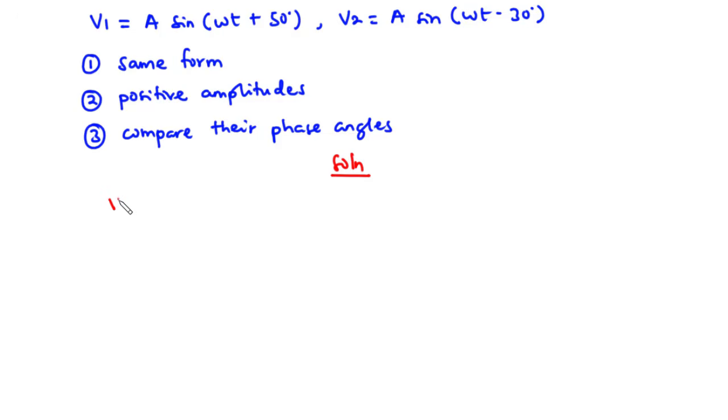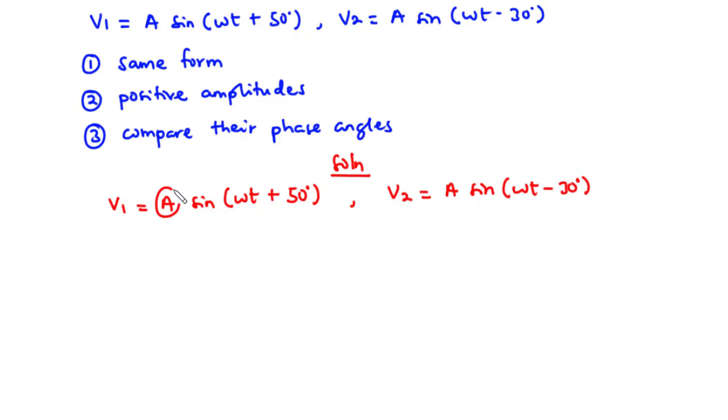So we are given V1 to be a sine omega t plus 50 degrees, and then we have V2 to be a sine omega t minus 30 degrees. Now when you compare the two signals, you realize that they have the same form. That is, the two signals are all sine waves. And then secondly, they have positive amplitudes. So we are good to go.